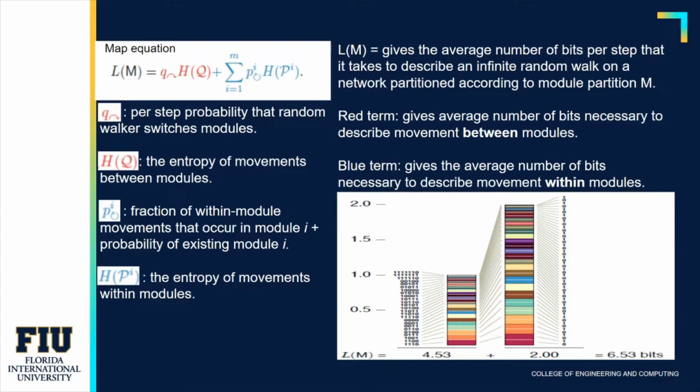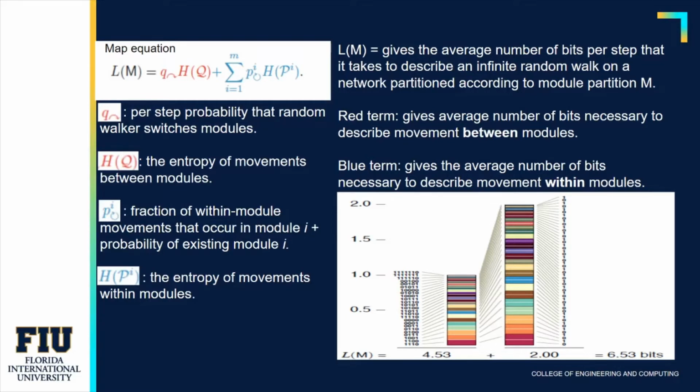Hi, my name is Seon Cho, and I'll be explaining the original form of the map equation. The outcome of the map equation gives the average number of bits per step that it takes to describe an infinite random walk on a network partition according to module partition M. And we can divide it into two parts. One is the red and the other one is the blue.